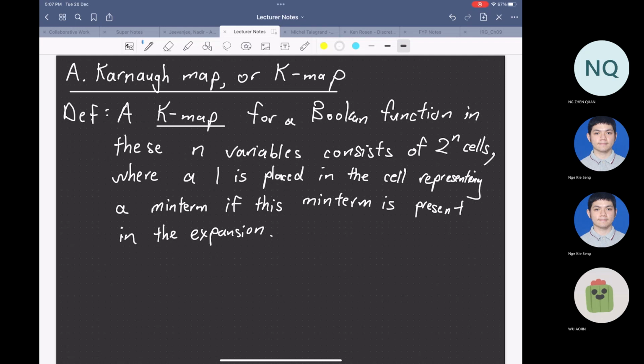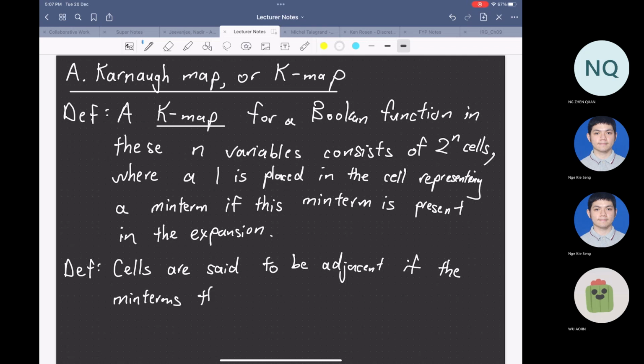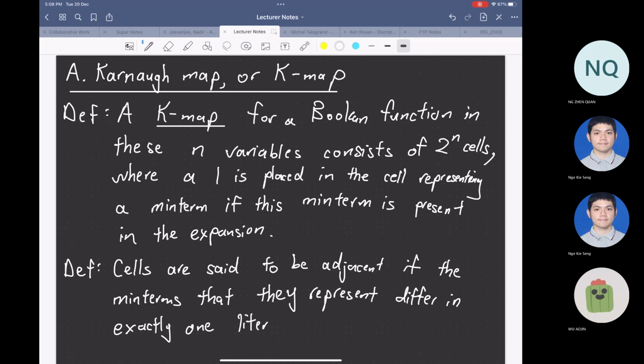And then the next one we will talk about is adjacent cells. Cells are adjacent if the terms they represent differ in exactly one literal. Or we will say that the cells are adjacent when they differ by one literal.